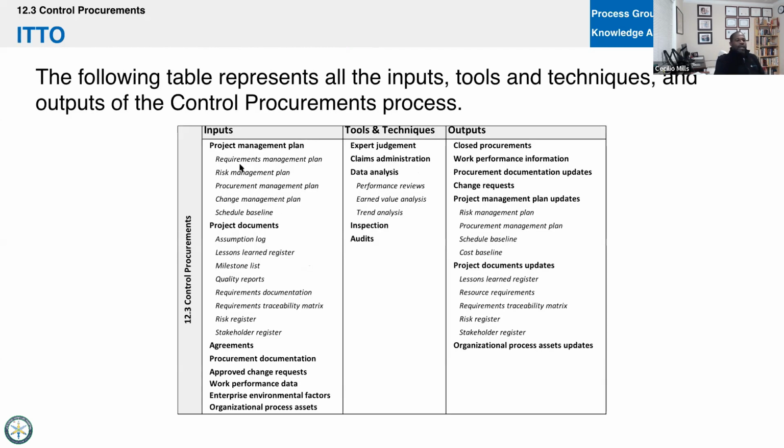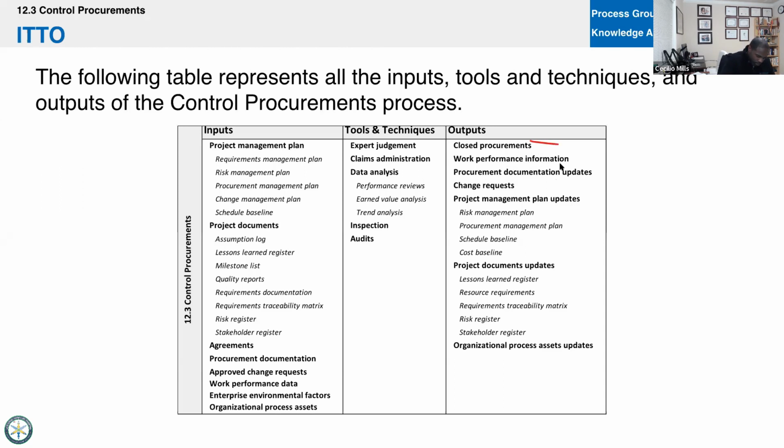So a lot of inputs here. Plans, because when we buy stuff, we've got to look at milestones, quality reports, and the traceability matrix. The agreements or contracts themselves. Procurement documentation, these are the RFPs, RFQs, RFIs. We'll use these tools and techniques to close out our procurements. And then we get generic updates or outputs: work performance information, procurement documentation updates. These are the main updates from this process.